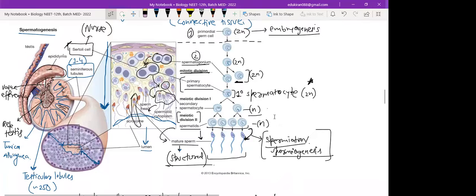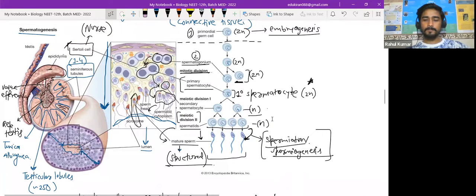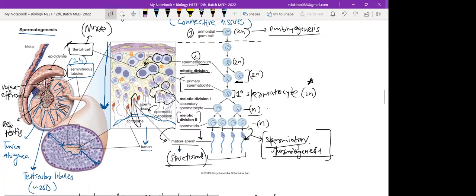The secondary spermatocyte undergoes the second meiotic division to produce 4 equal haploid spermatids. The spermatids then transform into the sperms or the spermatozoa through spermiogenesis. And after spermiogenesis, the sperm heads embed in the Sertoli cells. Is that right? The Sertoli cells, right?